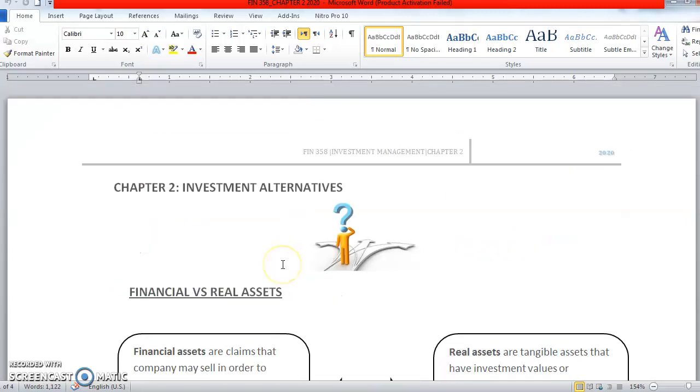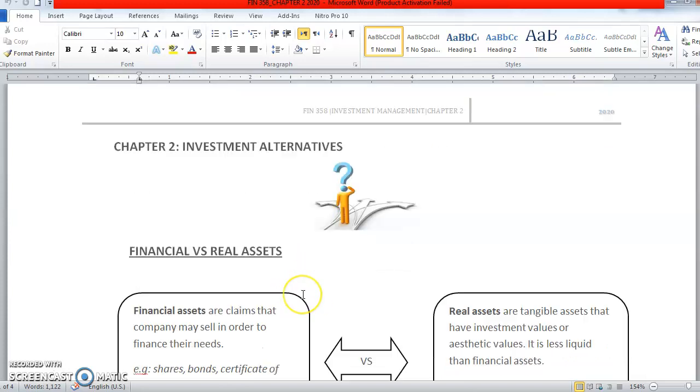Assalamualaikum and hi there. So we are going to continue for our FIN358 chapter 2, which is called investment alternatives. So kindly refer to your notes, the same one that I have here. I'm going to explain one by one about our topic, investment alternatives.